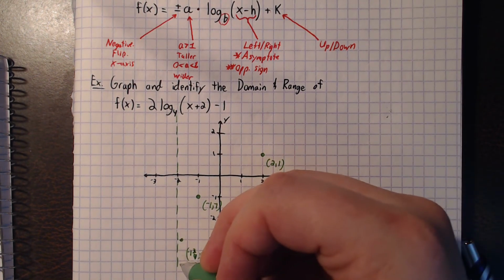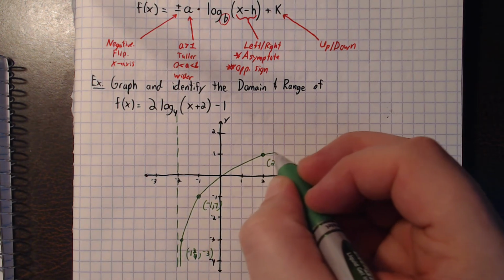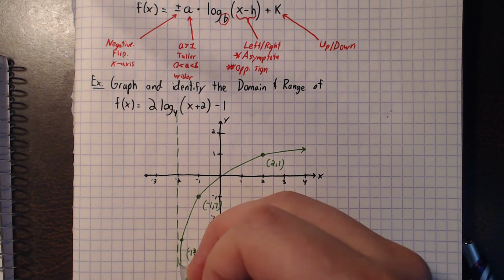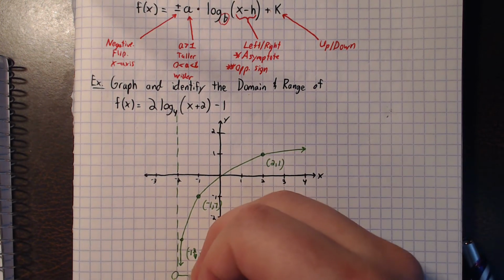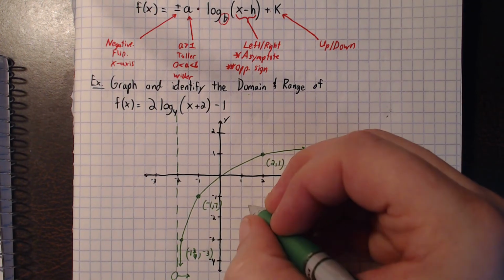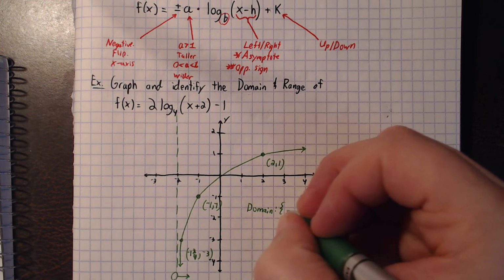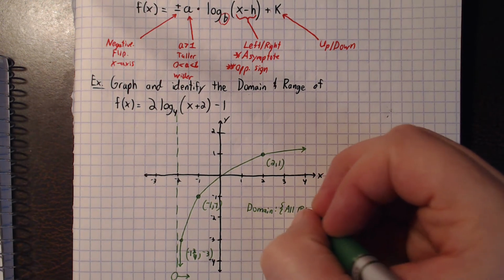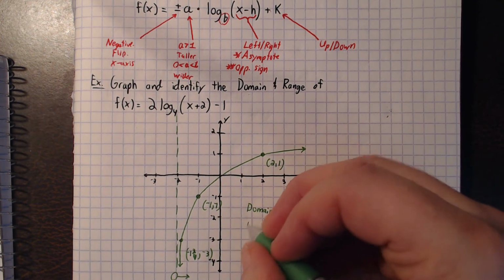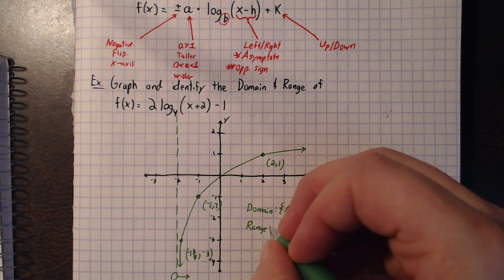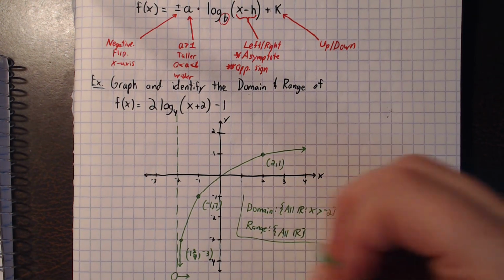Here's what the function is going to be doing. Goes through this point, starts turning this way. As far as domain and range, well, we can include everything from here forward. So our domain is going to be all reals as long as x is greater than negative 2. Our range has no restrictions. So it's just going to be all real numbers.